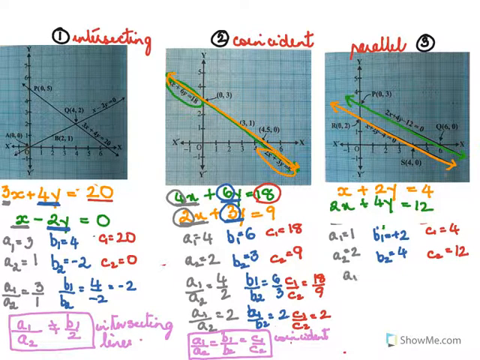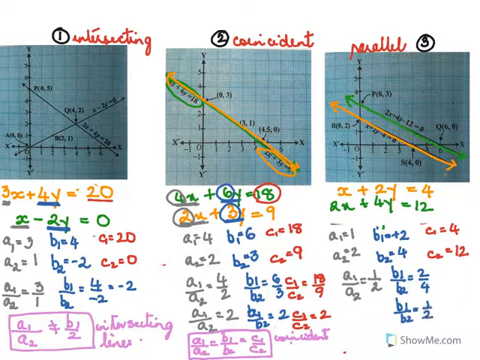Now the same way we'll find out what is a1 by a2. a1 by a2 is 1 by 2. Then we find out b1 by b2 is 2 by 4, so b1 by b2 is also 1 by 2. Then we find c1 by c2. c1 by c2 is 4 by 12, so c1 by c2 is 1 by 3.